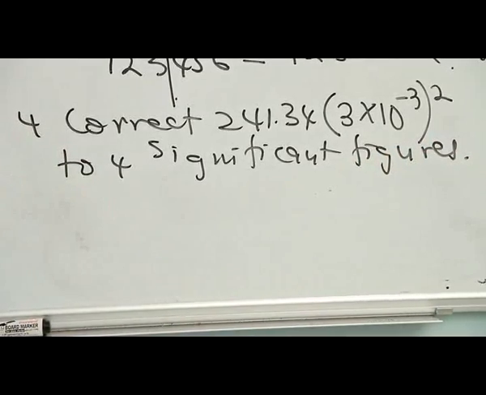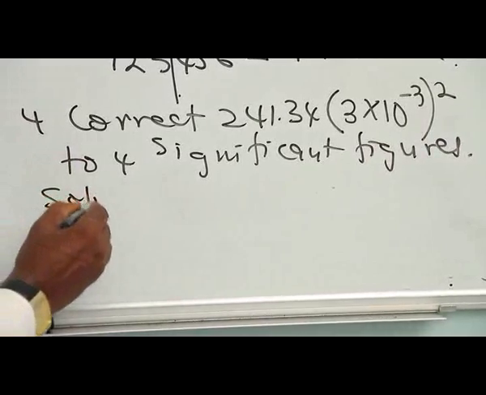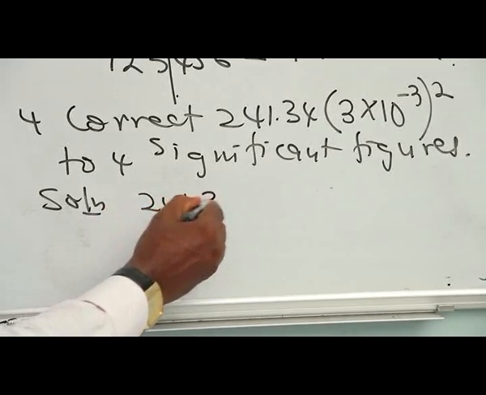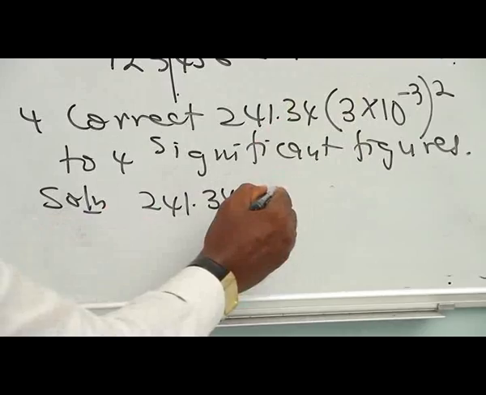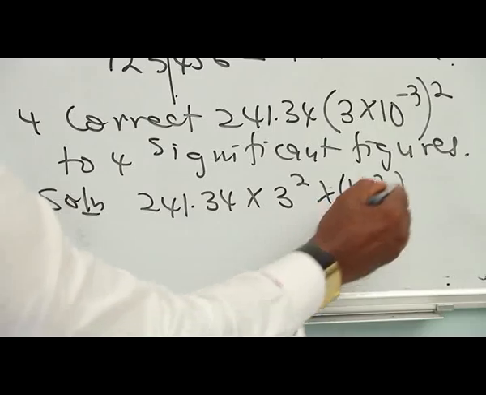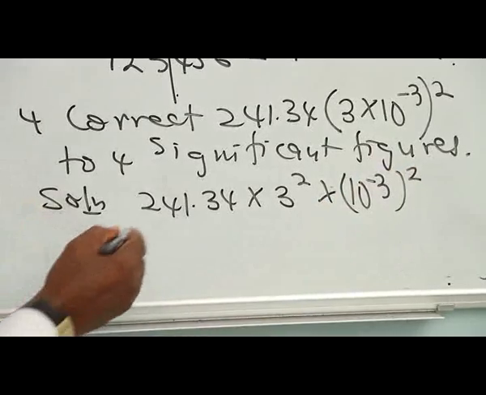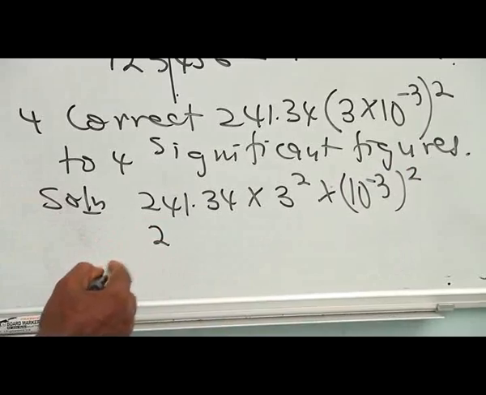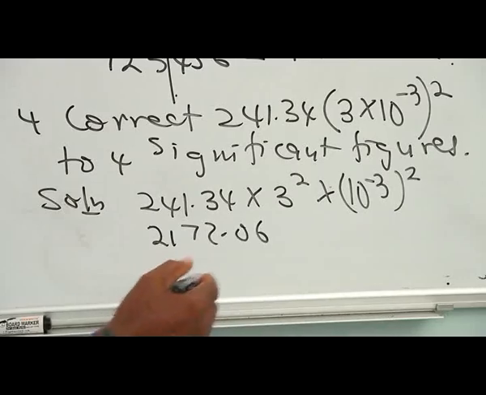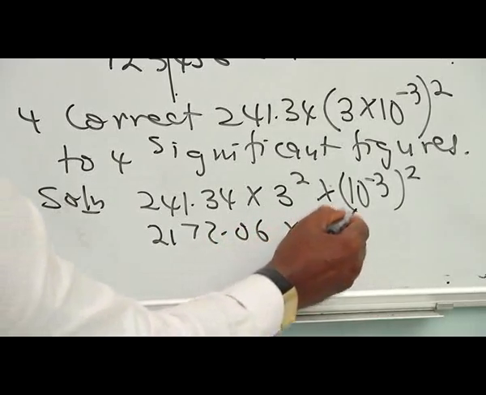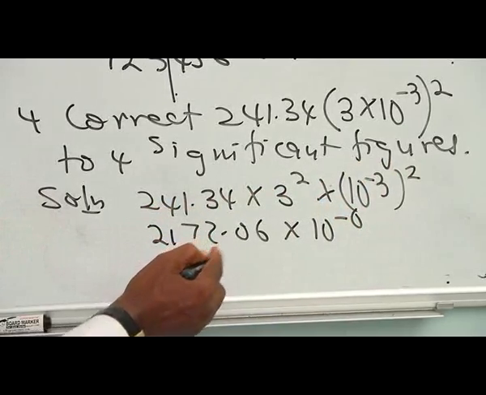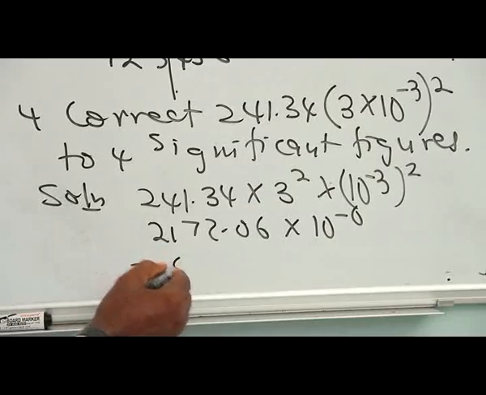So what would this be? As you can see, our solution will be equal to 241.34 times 3 raised to the power 2, times 10 raised to the power minus 3, all raised to the power 2. When you simplify this, you are going to have 2172.06, and then times 10 raised to the power minus 6. Minus 3 times 2 is minus 6. 9 times this number will give you this.